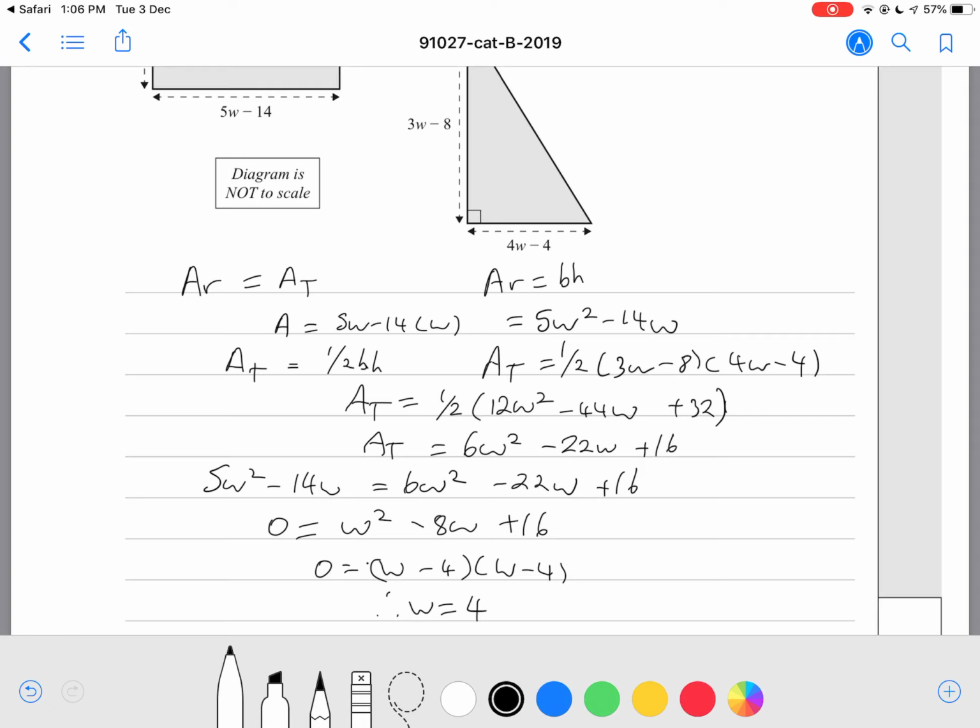Find the value of W. So that's done. We found the value of W, and this should be an excellence level question. In terms of a merit grade, finding both the area of the rectangle and the area of the triangle could get you a merit grade, and finding just one of them could get you an achieved. So both for merit and just one for achieved.